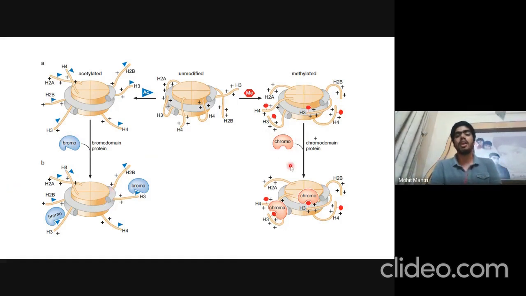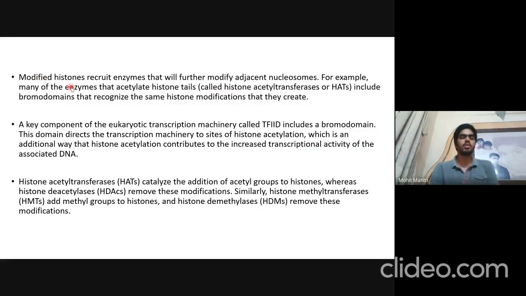For example, a protein known as heterochromatin protein 1 consists of a chromodomain, which recognizes this H3K9 methylation and helps in heterochromatin formation. So this will bind to this methylation mark, and then different heterochromatin protein 1 molecules will further interact with each other and form heterochromatin. These modified histones recruit enzymes that will further modify adjacent nucleosomes.